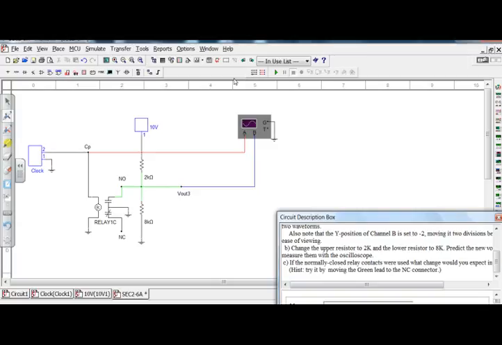Okay, so when this guy is closed, my voltage is going to be 0, just like it was before. Okay, that's fine. But when it's open, what's going to happen? I have 10 volts. I'll have 8 volts. I predict I'm going to have 8 volts at V out.